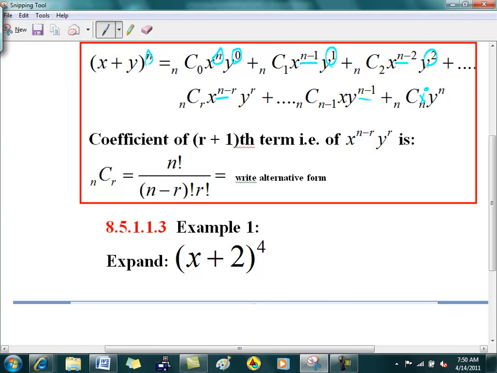The exponent of y goes up all the way until it becomes n. So if you notice what's happening, the sum of the exponents of x and y is always equal to n. You guys see that? Get the pattern? No? Evelina, watch.